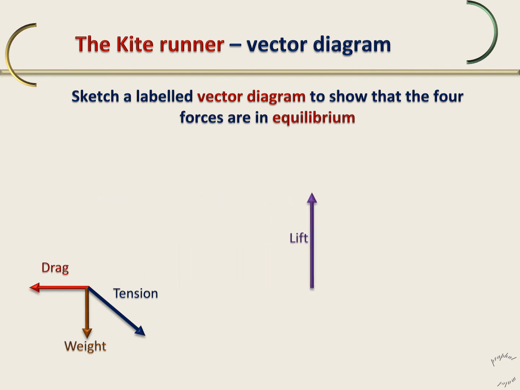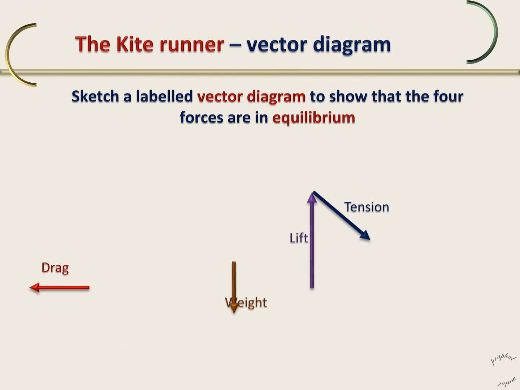So first I am drawing the lift force. Then in continuation, I am drawing the tension. You can see the head of the lift force is touching the tail of the tension. Now I am drawing the weight continuously. Then I am filling the gap with the drag force. That's the only thing left. So now what you see is a closed shape.